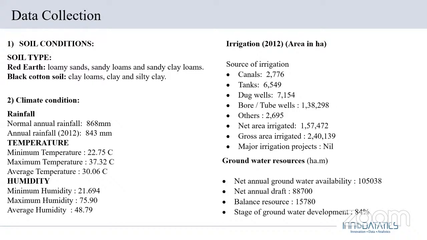Here are some of the aspects that we collected from Medak district during our data collection phase. The types of soils found in the Medak region, like red earth and black cotton, etc. These are the normal climatic conditions like rainfall, humidity, and temperature. The different sources of irrigation like canals, tanks, dug wells, bores or tube wells, etc. Here are some of the groundwater resources like groundwater availability, annual drops, etc. Next.